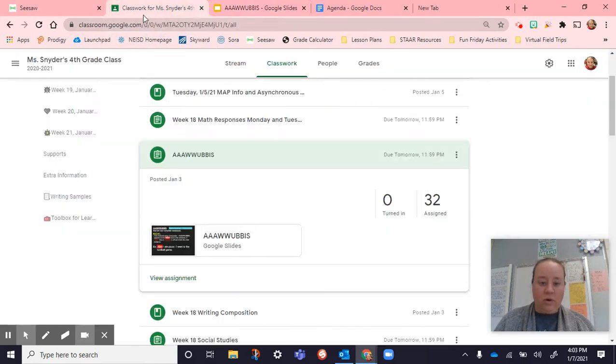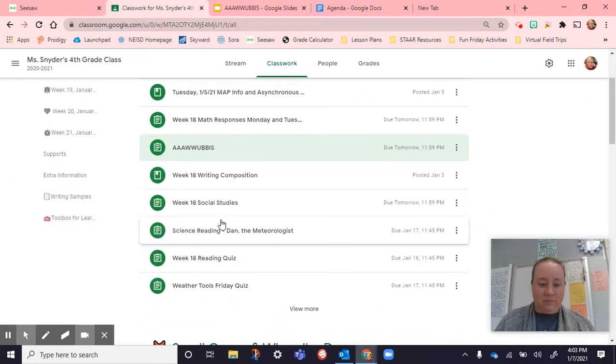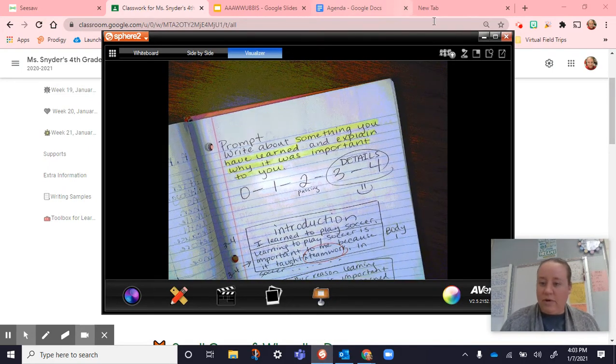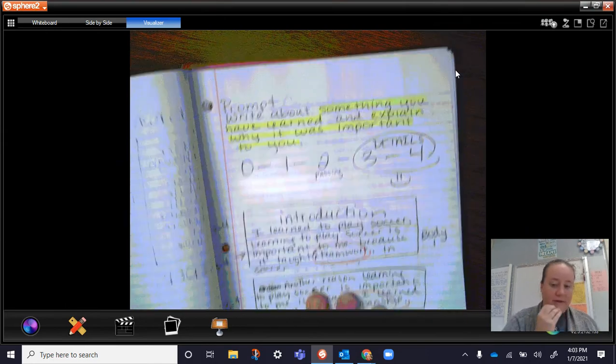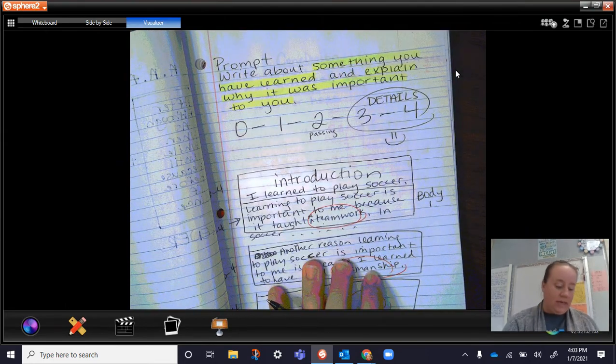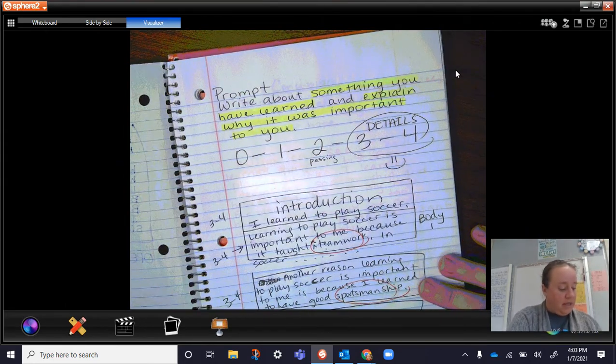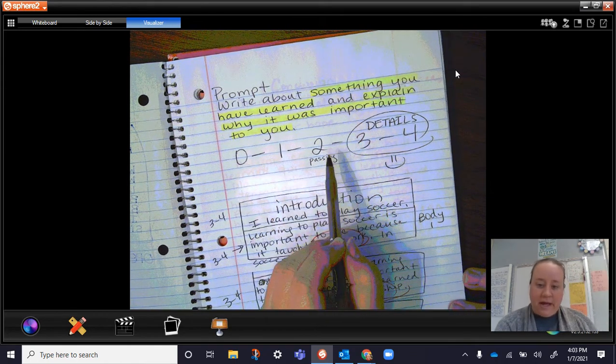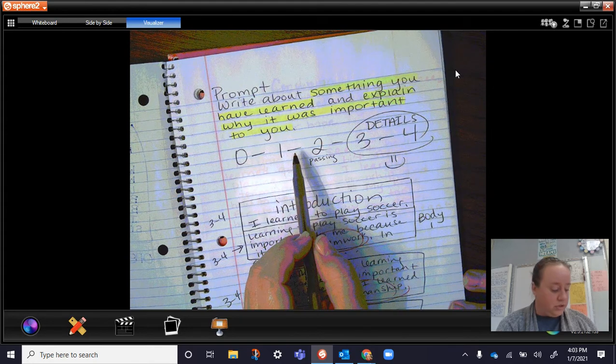And then we worked on our written composition right here, week 18 writing composition. And so with that, let me bring this back up. Today was the day that we were talking about conclusions. And so yesterday we had looked at our prompt and we had worked on the body. So again, we're writing about something we've learned about and we're explaining why it's important to us.